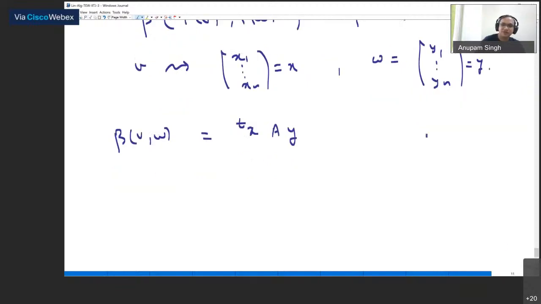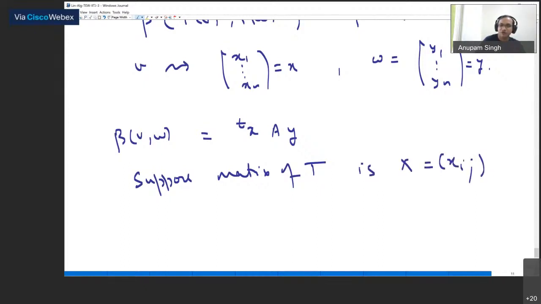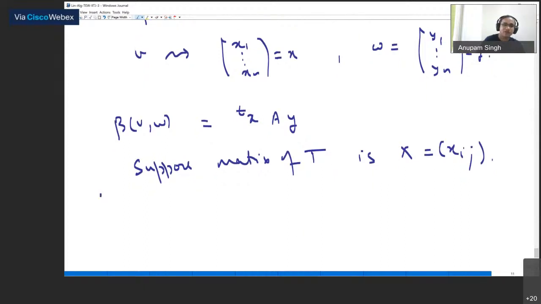Suppose the matrix of T is X with entries Xij. We want to get a condition, right? So I have to see how I can write beta of TV, TW in matrix form. To compute TV, I have to calculate capital X times vector x. So it will be X times x, transposed, then the matrix of beta, which is A.